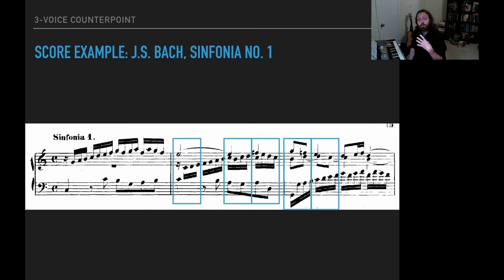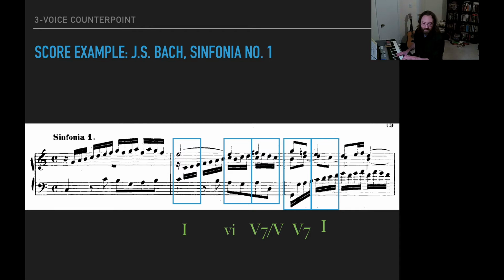Note that we only had 2 voices present at the beginning of this Sinfonia, which is perfectly common. We'll talk about that a little bit more later, that sometimes the texture doesn't have to have all 3 voices going all the time for it to be three-voice counterpoint. So let's first perform a harmonic analysis on these. Here's my harmonic analysis in C major.